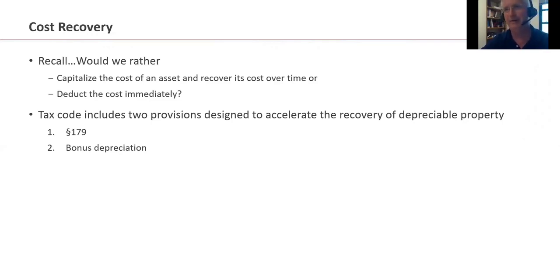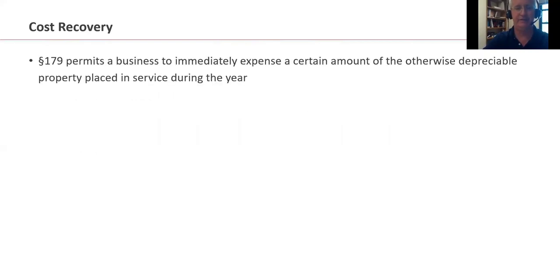But invariably in the professional world for accountants, everyone just calls it Section 179. So even though I do not make you guys memorize section codes, because that's just dumb, this is one because everyone calls it 179. You got to call it 179 too. The other one is called bonus depreciation. These are two provisions designed to help me accelerate the recovery of depreciable property.